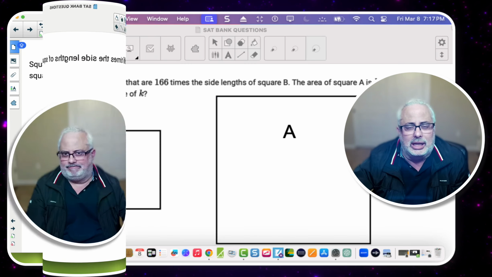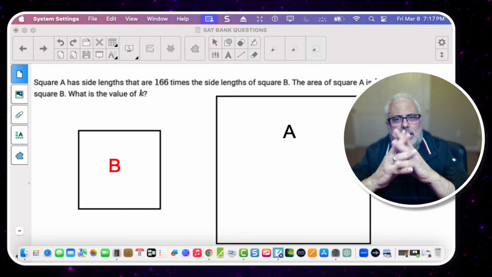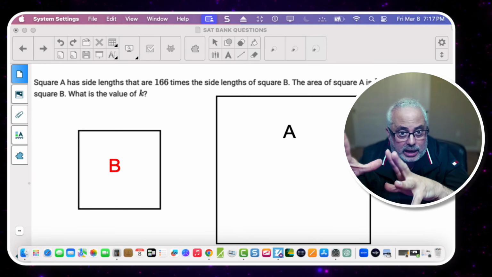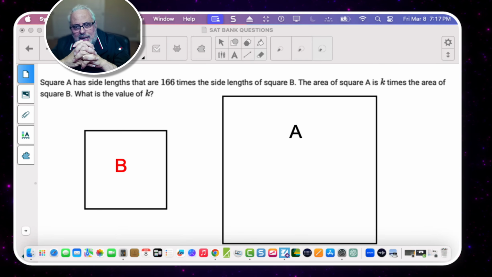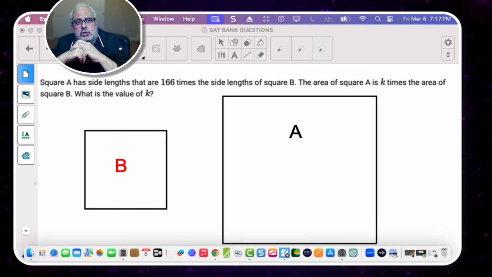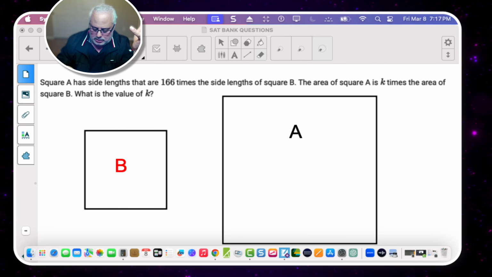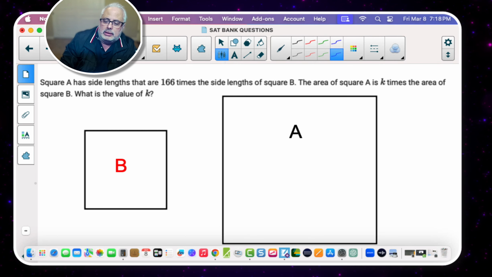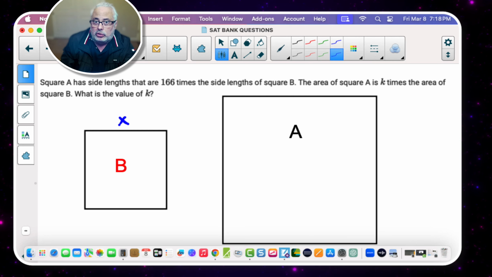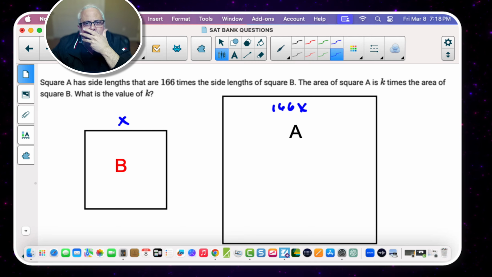Let's do that first. In order to visualize the question and to make it simpler, I recommend sketching the 2 squares, square A and square B. Based on the information provided, the square A is bigger than the square B. Now, knowing that, let's start integrating algebra. Square A has side lengths that are 166 times the length of the square B. So they're related. Let me start with square B, which is x. All the sides are the same, and the square A will be 166 times the length of the square B. It's bigger.